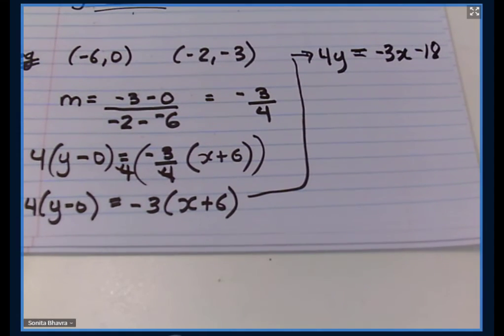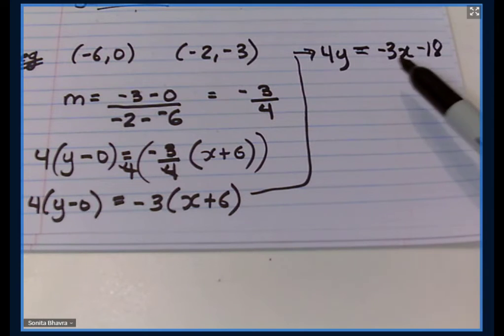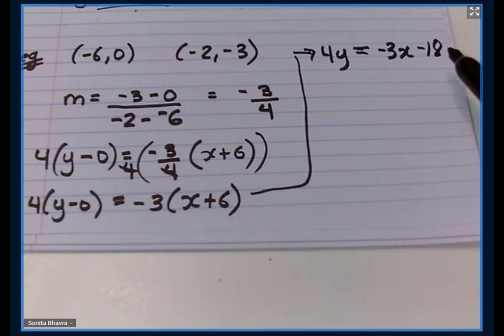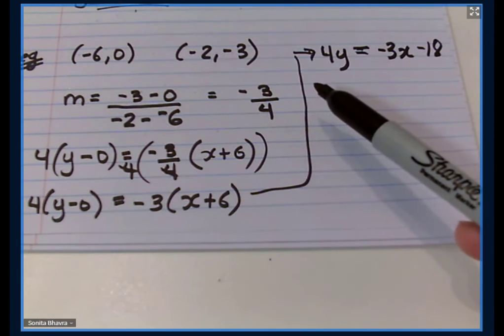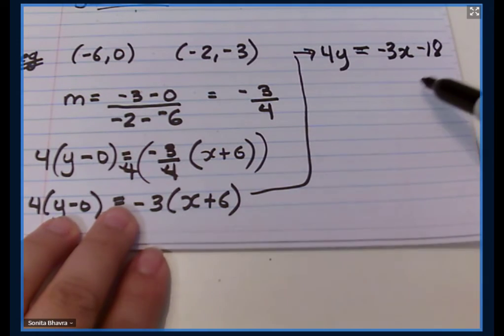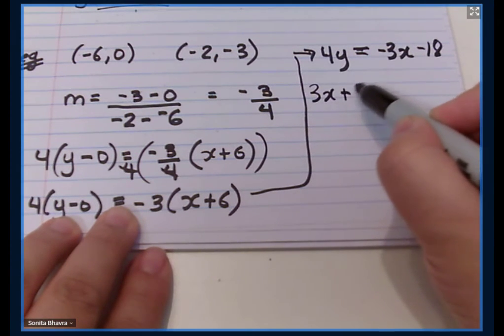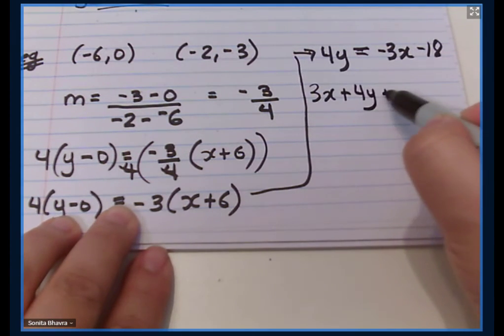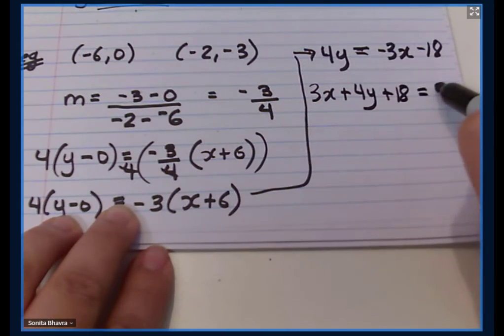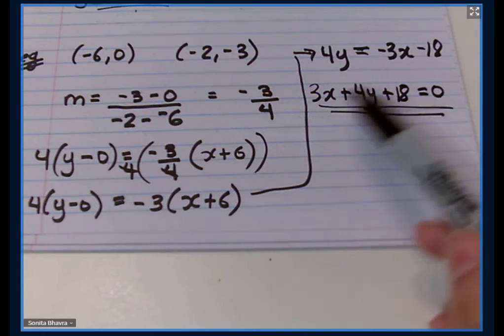All right, in general form, remember that we need our x to be positive, so we're going to have to move everything on our right-hand side to our left-hand side. So add the 3x and add the 18. We end up with 3x plus 4y plus 18 is equal to 0. All right, so that's our equation in general form.